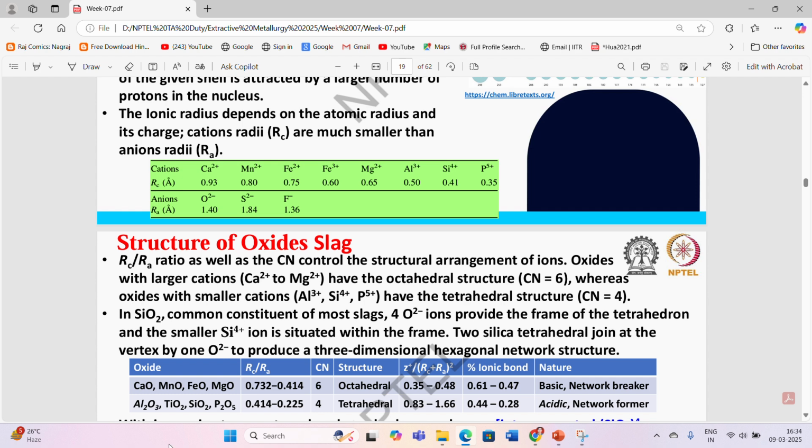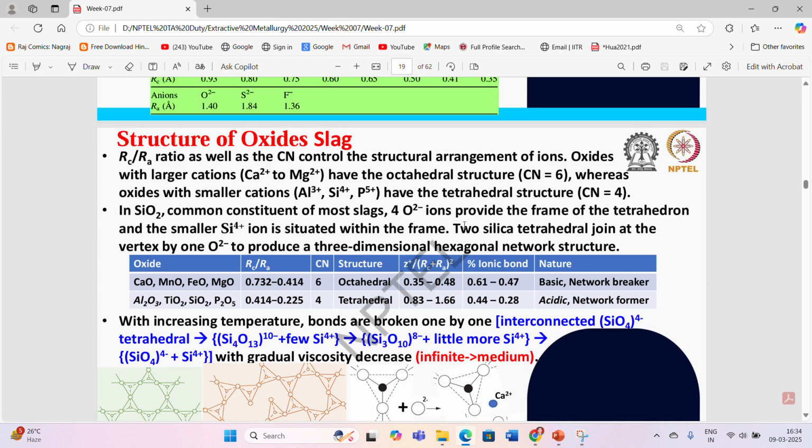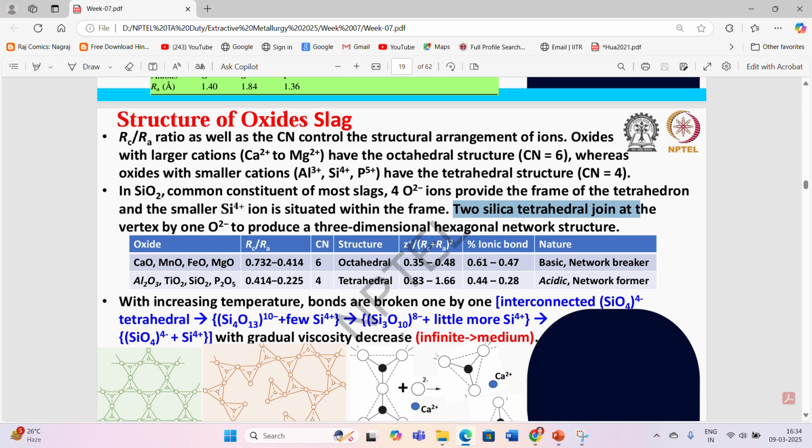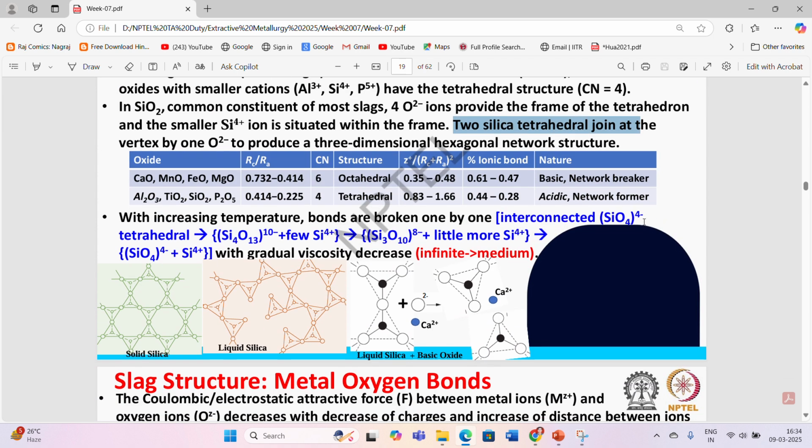In SiO2, as we all know, silicon is a common constituent of most slags because most of the minerals contain SiO2 as a gangue material inside their particular ores. Four O2 negative ions provide the frame of the tetrahedron, and the smaller Si4 plus ion is situated within the frame. Two silica tetrahedra join at the vertex by one O2, creating the structure of SiO2. With increasing temperature, bonds are broken one by one between the interconnected SiO4 4 negative tetrahedra.